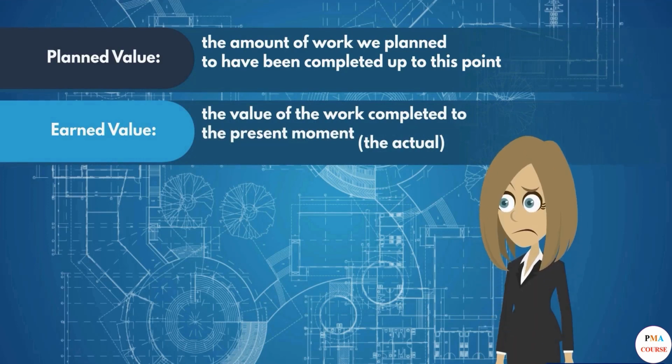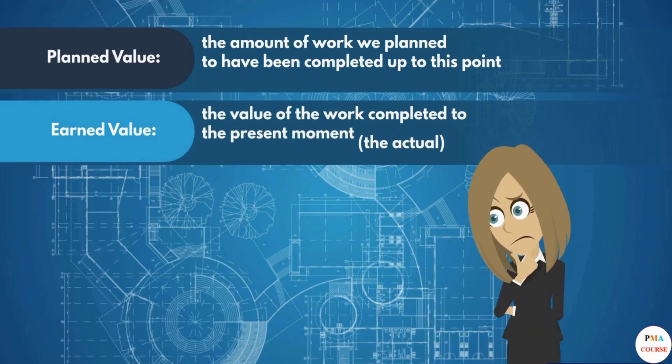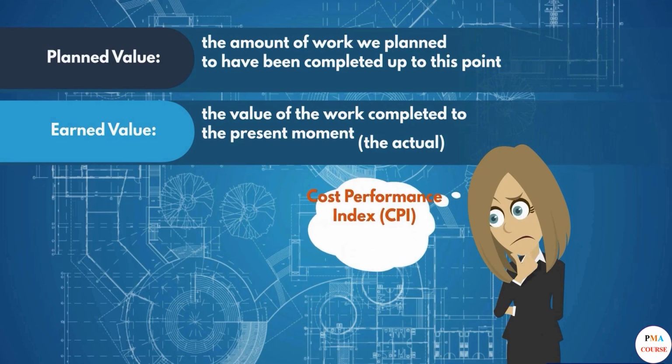We calculate the cost variance to learn if we're on budget, and the cost performance index to learn if the rate of our spending will allow us to remain within budget for this activity and the project as a whole. So, first things first, let's transform our planned value and earned value into dollar amounts.